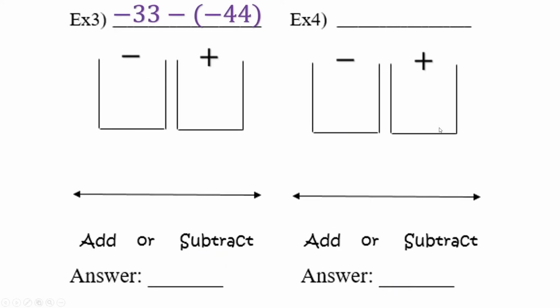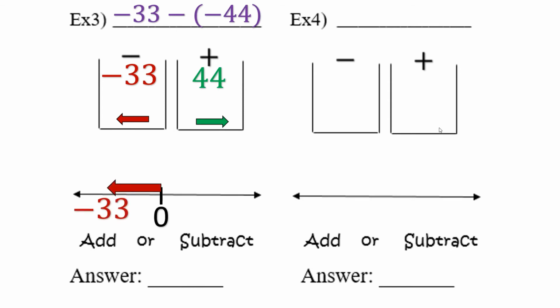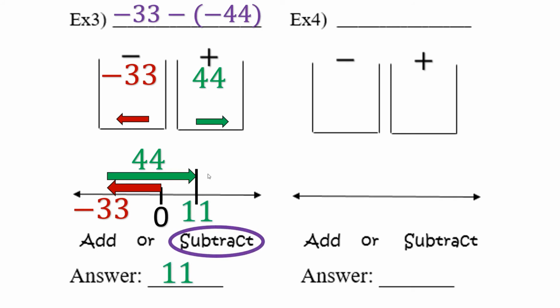For example 3, the expression is negative 33 minus negative 44. We have a negative 33 and a positive 44. Starting at 0, we're going to go left negative 33. Then we're going to turn around from this point and continue our line back past 0. And because we have this overlap and we have different signs, we subtract. 44 minus 33 is positive 11. And there's our answer.